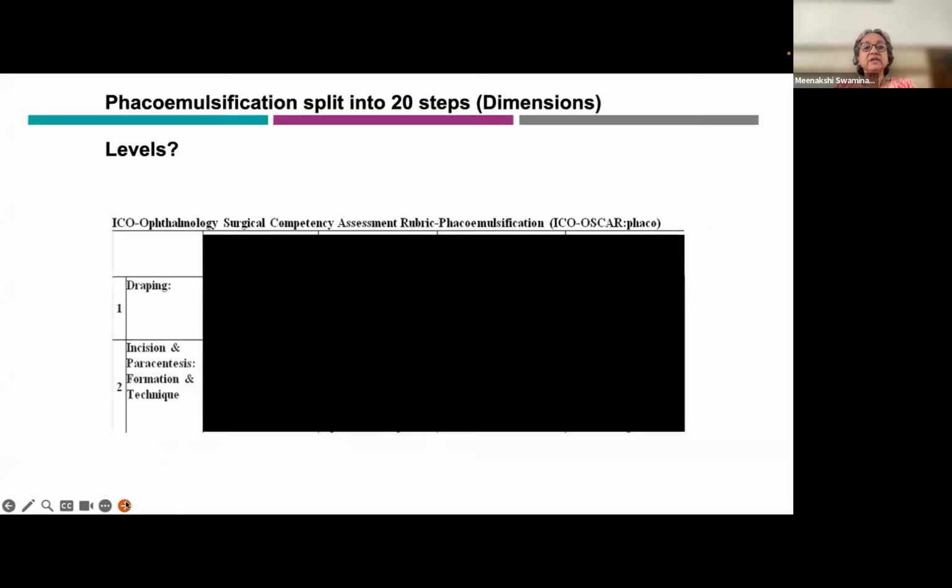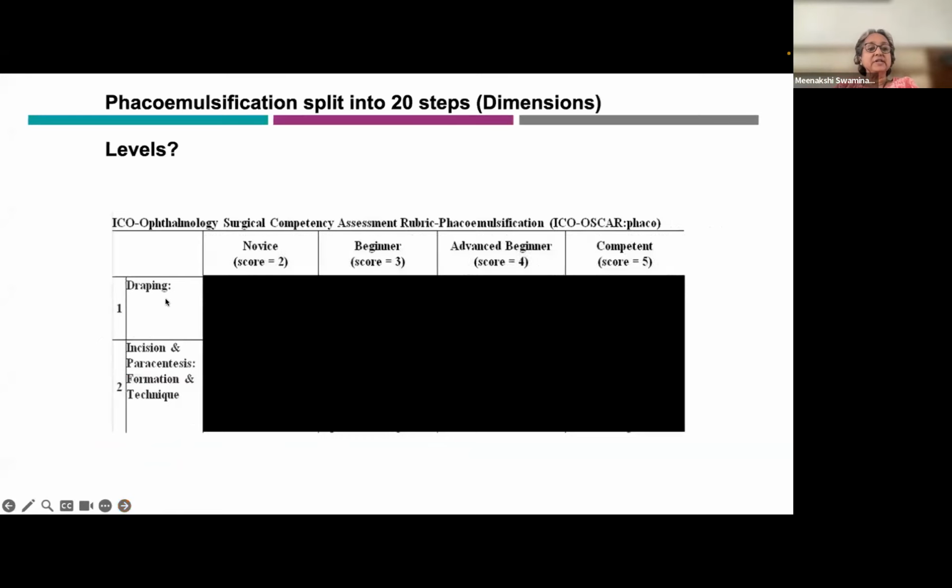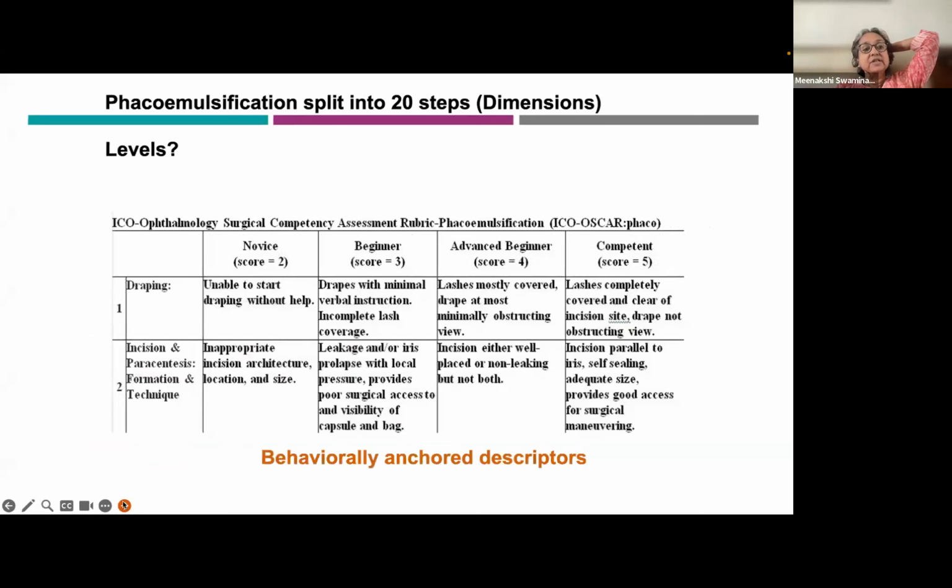So here you can see, say, this is the ICO OSCAR for phacoemulsification. And here you can see that the levels are there on the x-axis. The steps are on the y-axis.